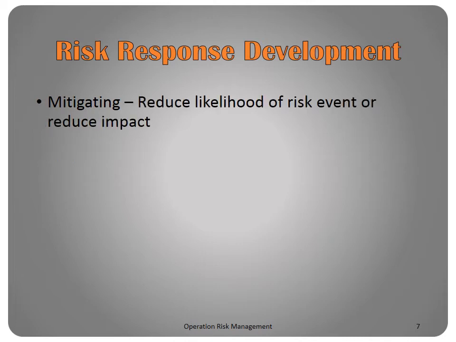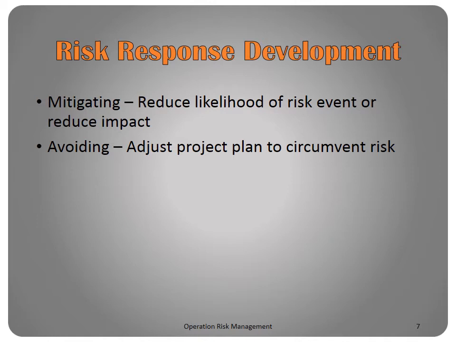Mitigation involves reducing the likelihood that a risk event will happen or, if it does occur, reducing the impact to the project. Risk avoidance is adjusting the project plan to eliminate the risk. Transferring risk means passing the risk to another party, which can be costly.